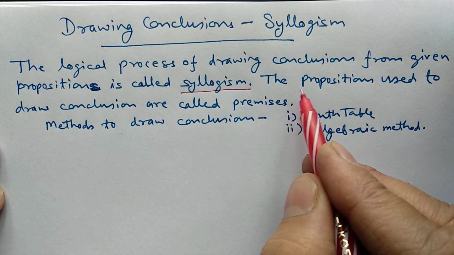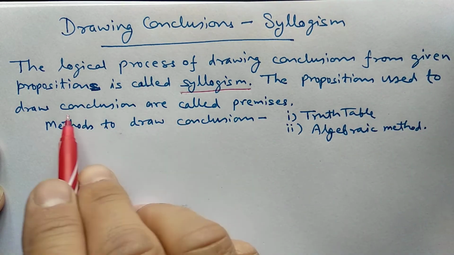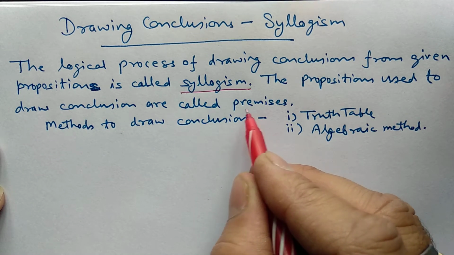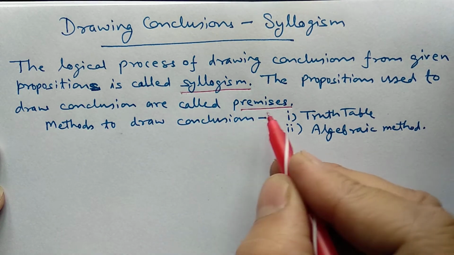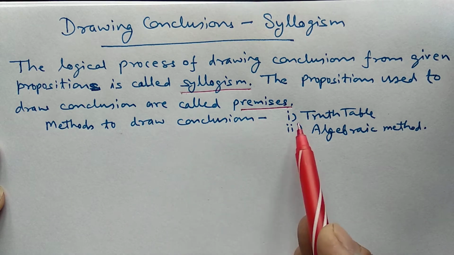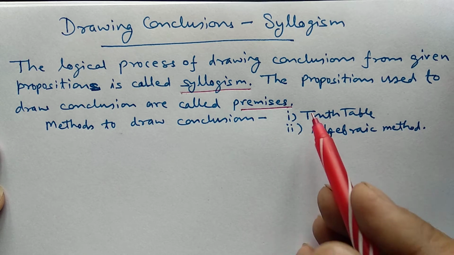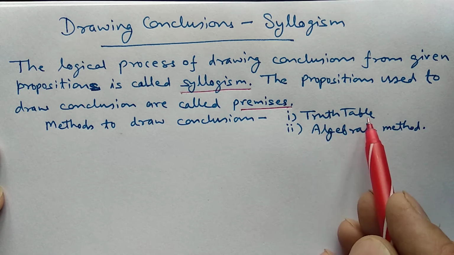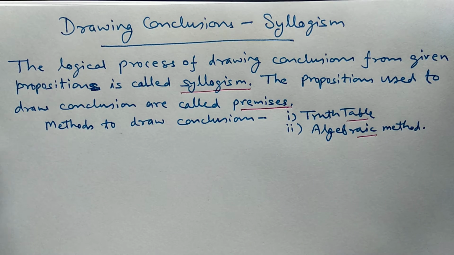Now in this process, the propositions which help you to draw conclusions are called premises. You need to remember this: this is syllogism and this is premises. There are two methods we can adopt to verify whether it is successfully concluded or not. The first method is the truth table method and the second is the algebraic method.